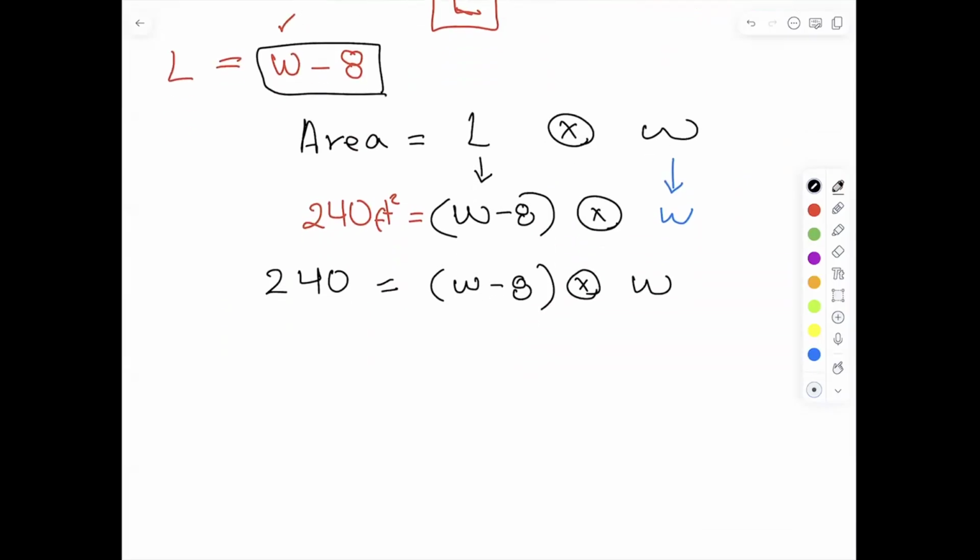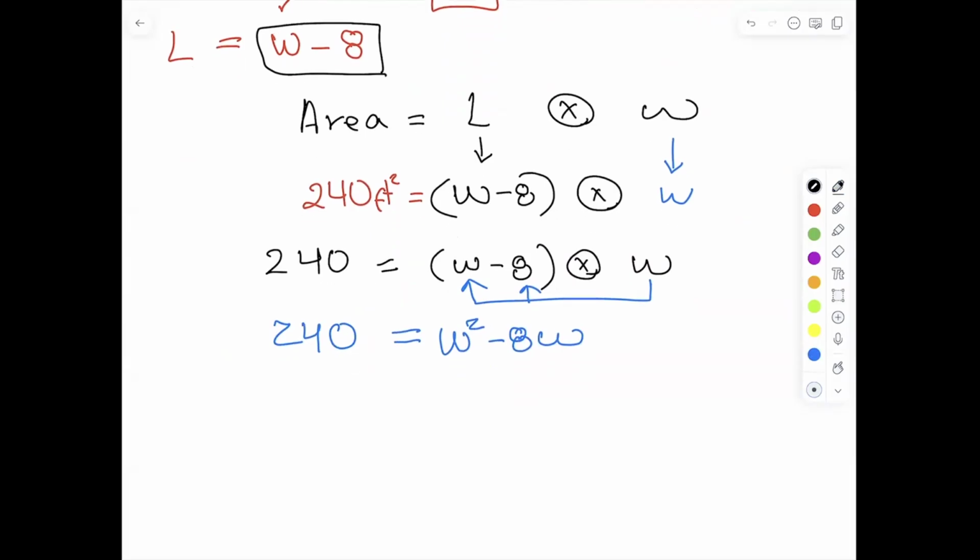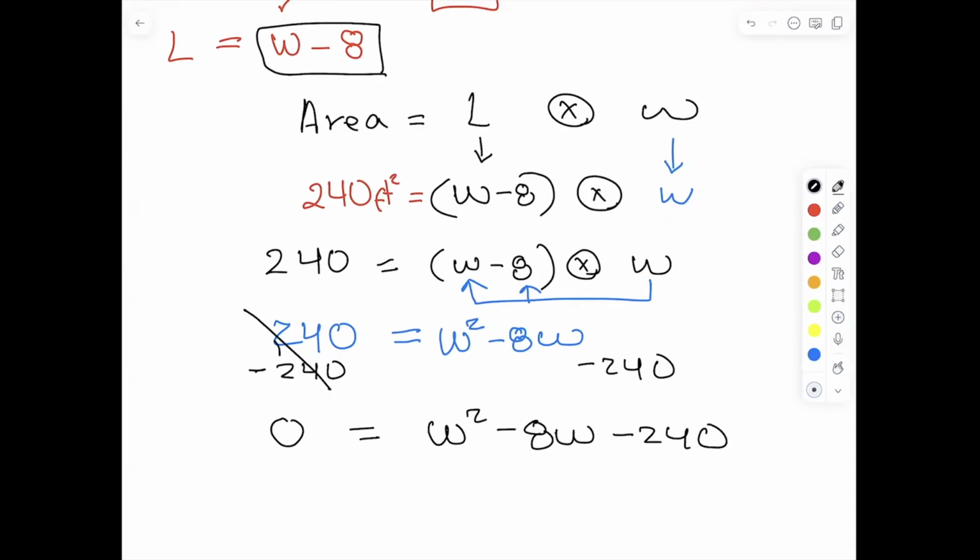So can I distribute this W to the W and to the negative 8? Absolutely. So I'm going to get W squared minus 8W is equal to 240. All right, so far so good. Now I want to find W. So I'm going to subtract 240 from both sides. This cancels out. This becomes a 0. And this is W squared minus 8W minus 240.